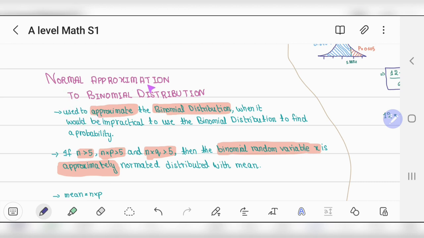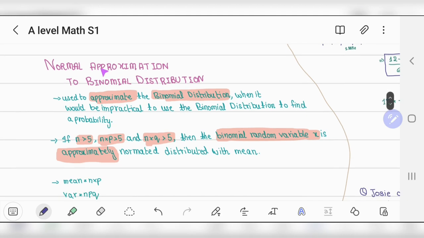Okay, so the normal approximation to the binomial distribution is used to approximate the binomial distribution when it would be impractical to use a binomial distribution to find a probability. Most of the time the normal distribution is used for continuous data, but it can be used to make an approximation of the binomial distribution. What are the conditions to make an approximation? If np is greater than 5 and nq is greater than 5, then you can use it.